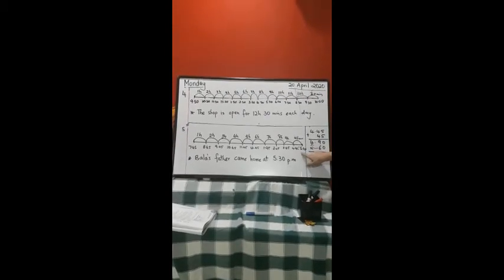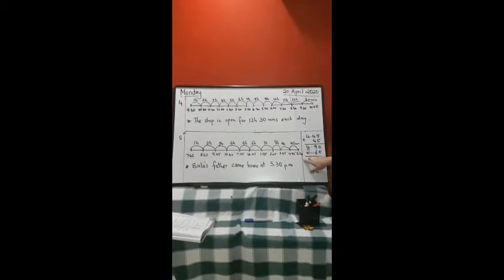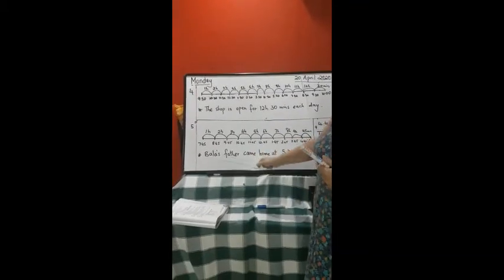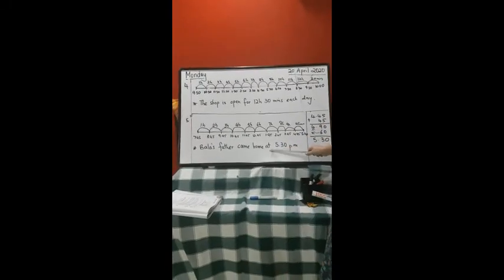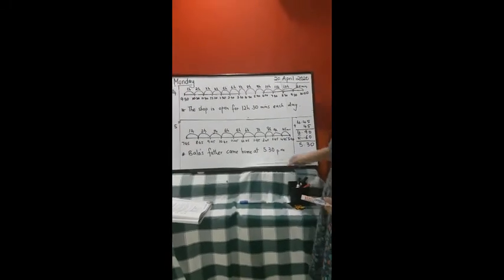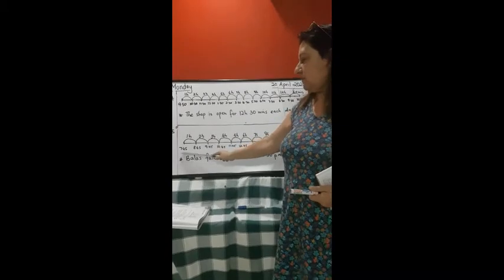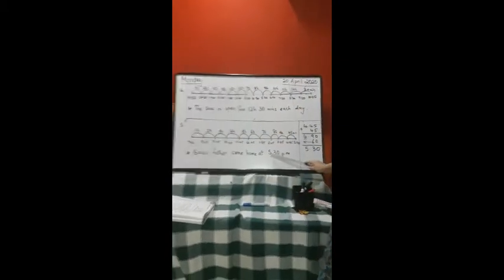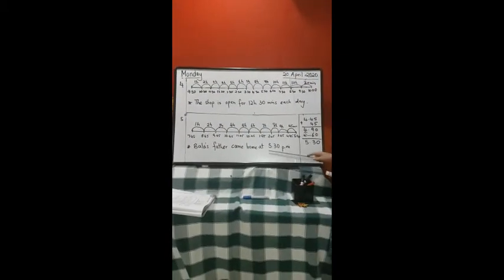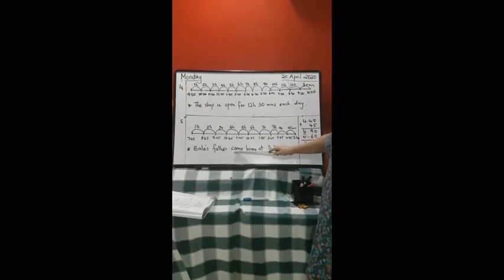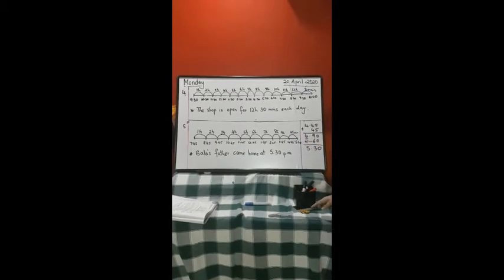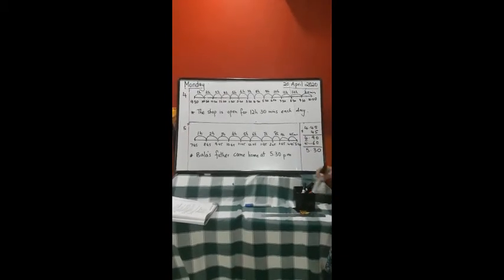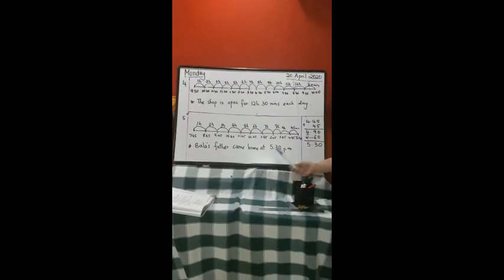So what time we finished? We finished at 5:30. So leave a line and write down the statement. Bala's father came home at 5:30 p.m. Now he went in the morning at 7:45, so it has to be evening 5:30 p.m. Bala's father came home at 5:30 p.m. Now please copy this down carefully.